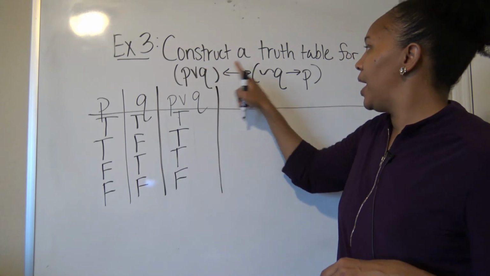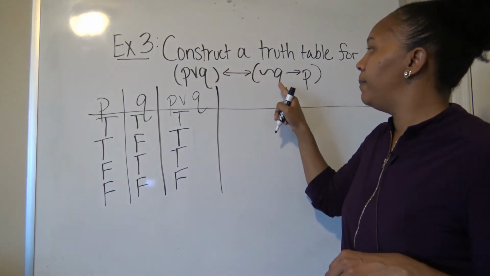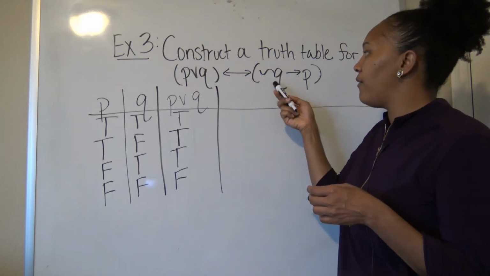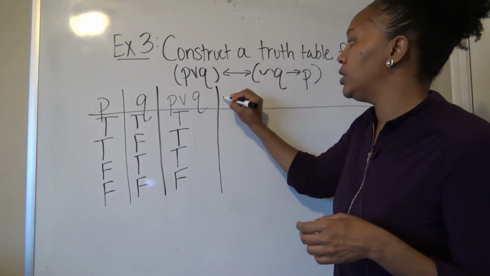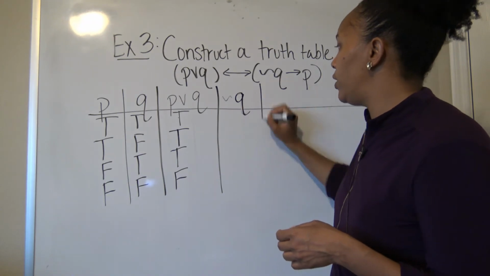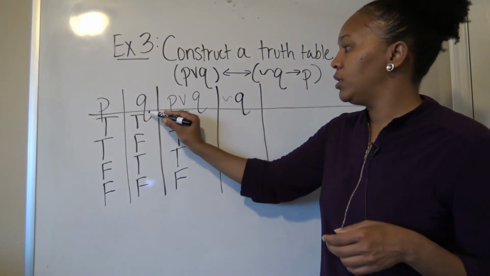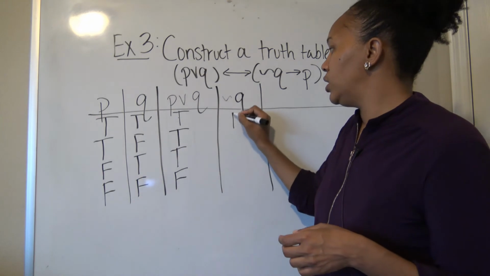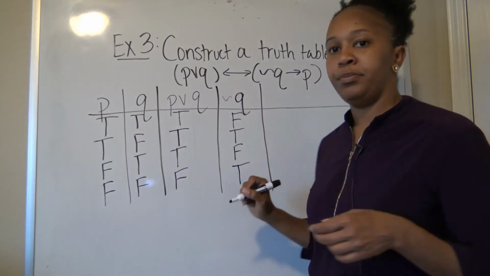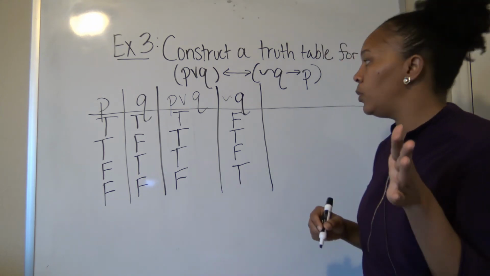And then I need to combine these two with the biconditional. So I need to figure out what this is next. Well, notice in here I have a not Q. So I need to figure out what is not Q before I can figure out what that conditional is. So not Q is the opposite of Q, which is false, true, false, true. All right, that's the not Q.